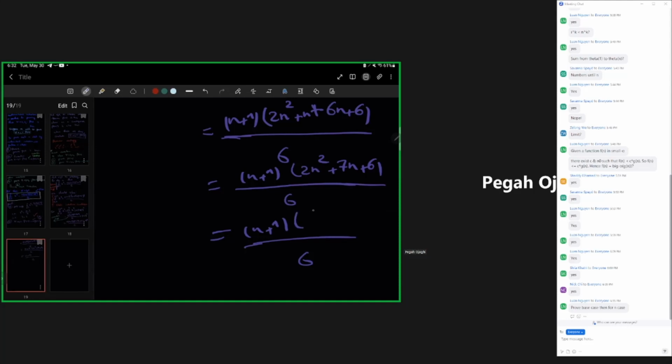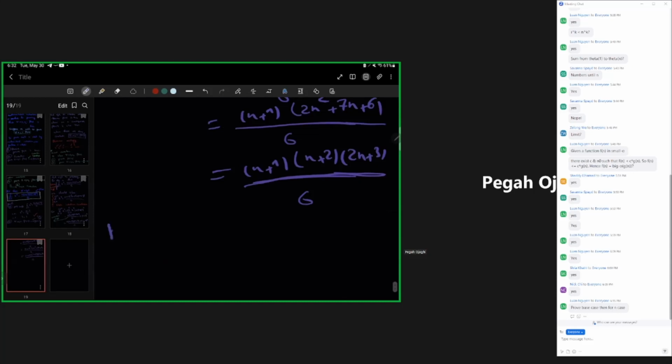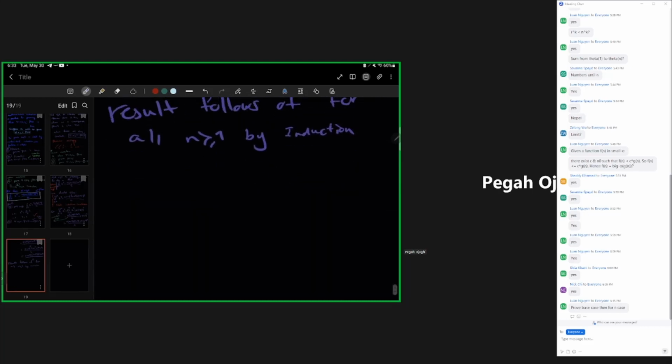Yeah, I think so. This one is gonna be n plus 1 times n plus 2 times 2n plus 3. If you multiply this out, it's gonna be 2n squared, plus 4n and 3n which is 7n, and this is gonna be 6. Yes, this is the result, and we proved it already. We needed to prove this part, and we proved it. So the result follows for all n greater than 1 by induction. It holds.